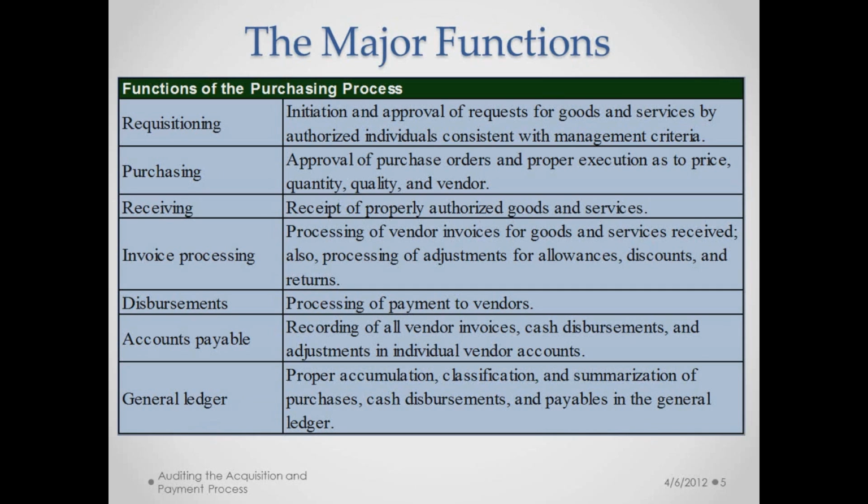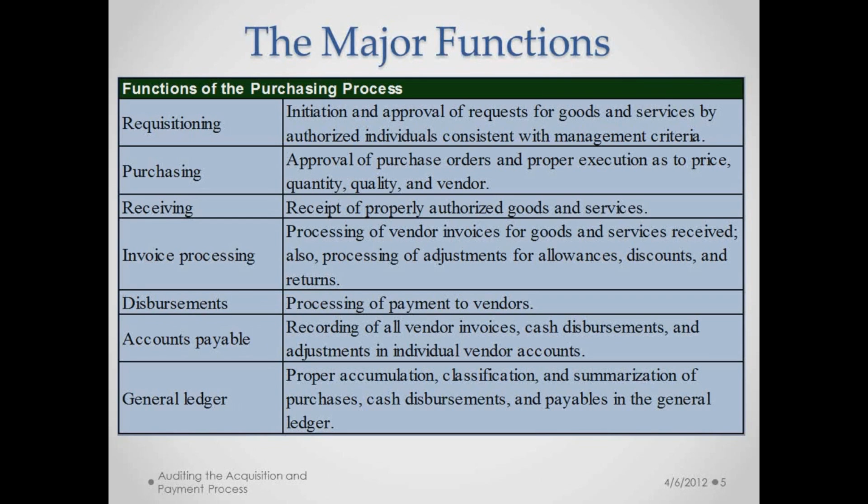The receiving department is going to be responsible for ensuring that they're receiving only goods that have been properly authorized, meaning that there's been a purchase order associated with those goods. So they don't accept goods if there's not a related purchase order. Invoice processing is the processing of vendor invoices, and you want to make sure that you're only processing invoices for goods that have been received, so that there's an approved receiving report associated with that.